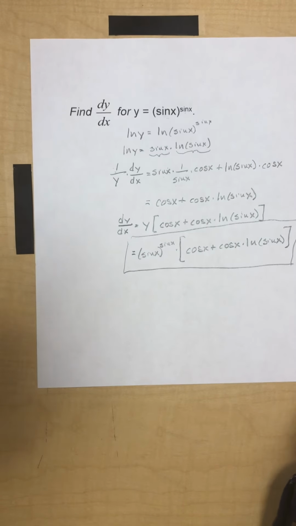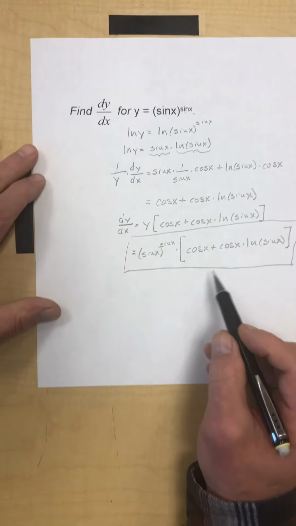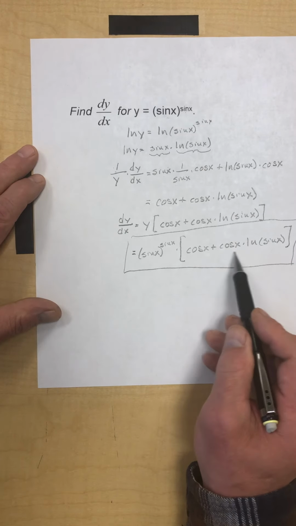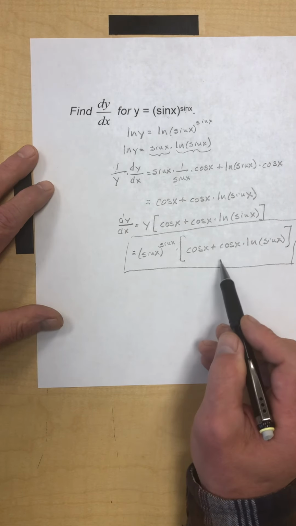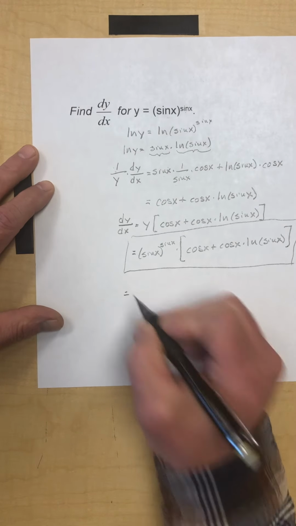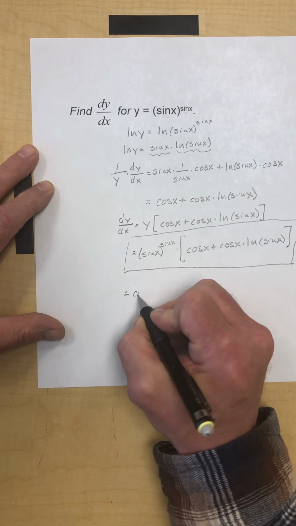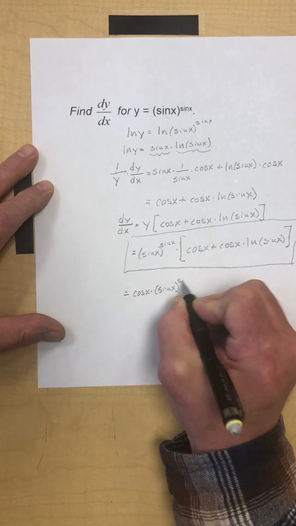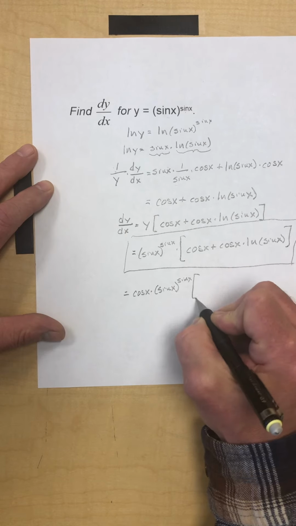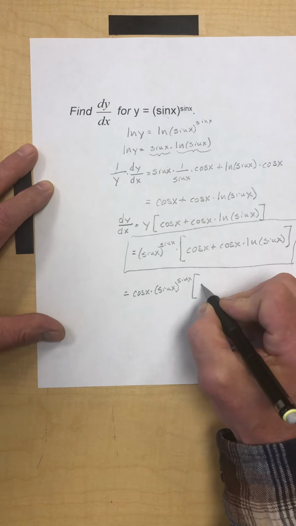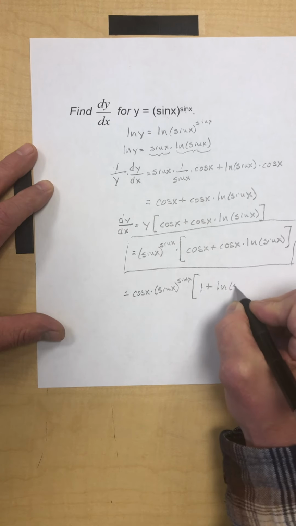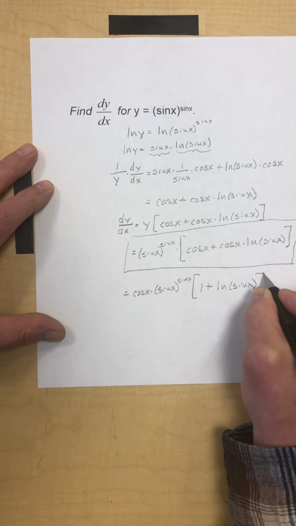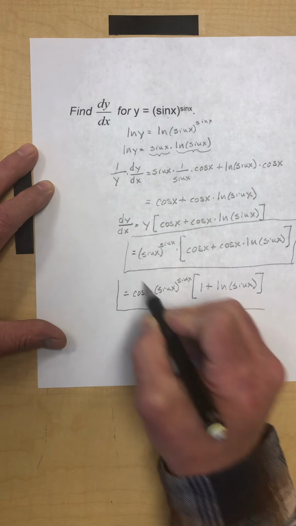I'm trying to think of some way where we could make it a little bit simpler looking. The only thing I would do is factor out a cosine of x from both of these terms inside and put that out front. So another form that might be okay would be cosine of x times sine of x to the sine of x power times the quantity, and if I factor out cosine from both of these, I get 1 plus natural log of the sine of x. And maybe it looks a little bit simpler.